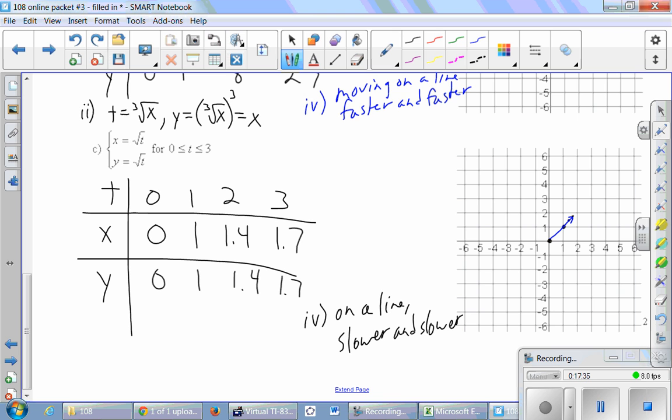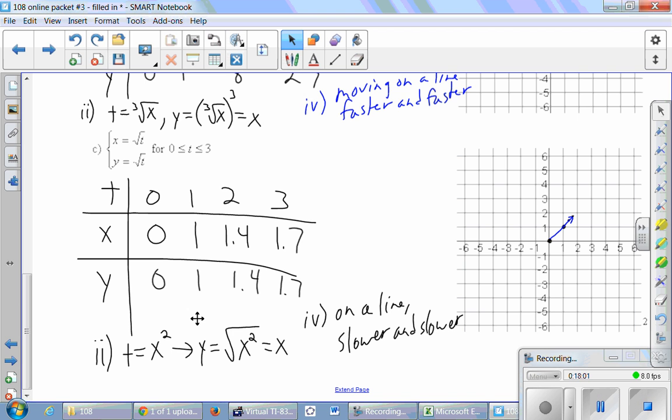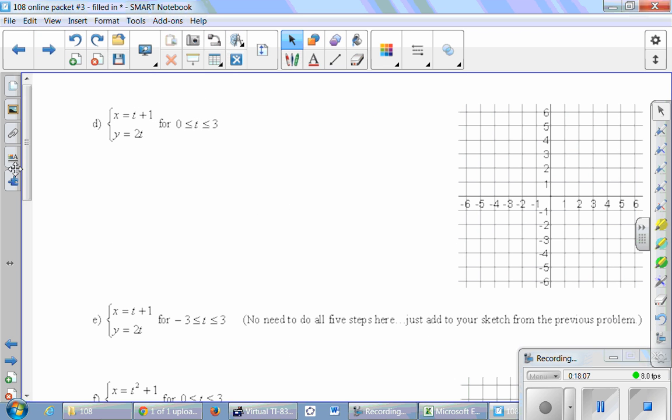Eliminating the parameter, so this is part 2. Solve the first equation for t, and we get t equals x squared. Plug that into the other equation. y is the square root of t, t is really x squared, and the square root of x squared is x. Okay, it's not really, it's really the absolute value of x. Not worried about that detail at this moment. So it's the same line, but now we get just a small piece of it, and it's moving slower and slower. I'm not inclined to graph that on the calculator, but you probably should be.